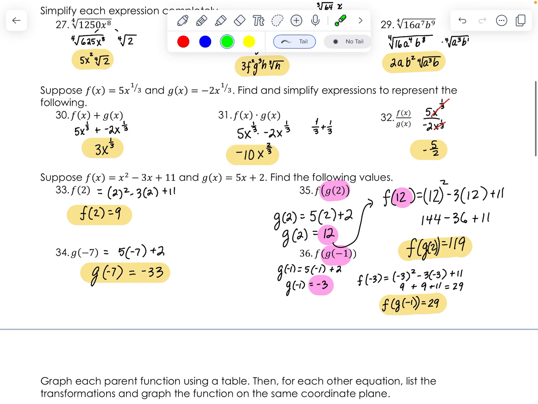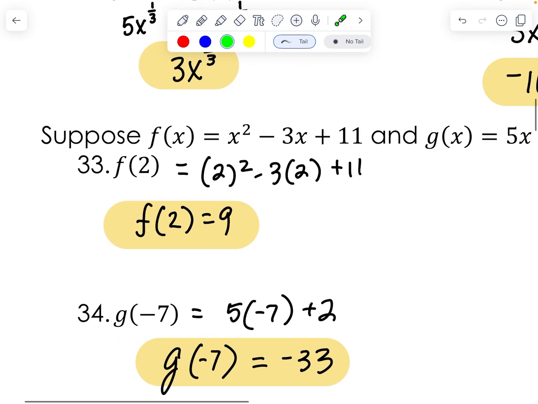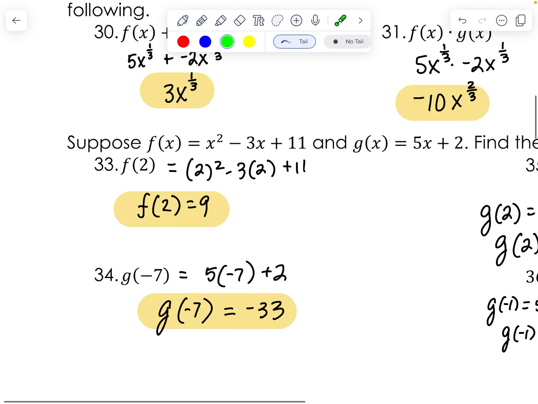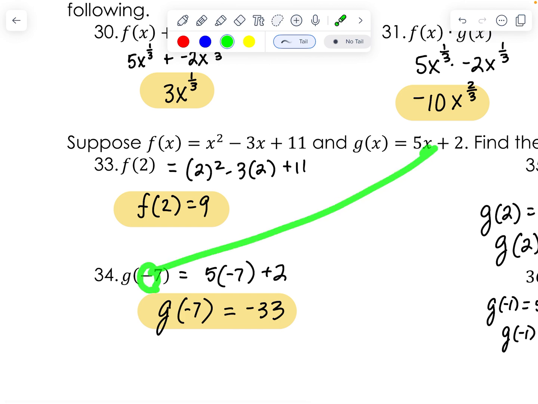On 33, again, 2 different functions here. Find f of 2, that just means plug 2 in up here, you can see that work. G of negative 7 means take negative 7 and plug it in for that x right there, which is what this is showing.